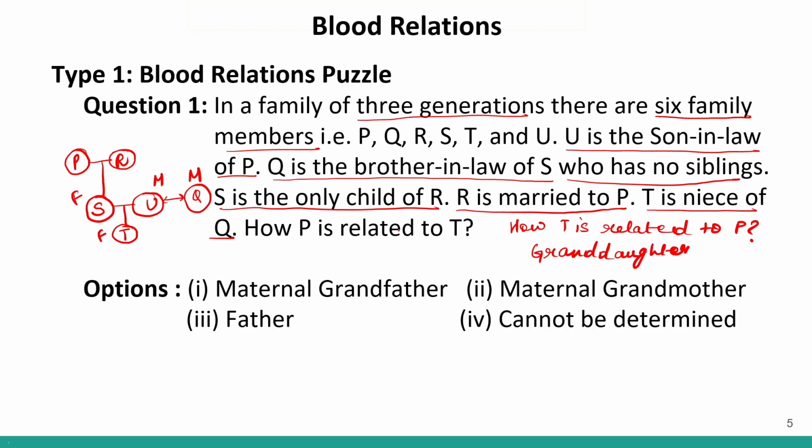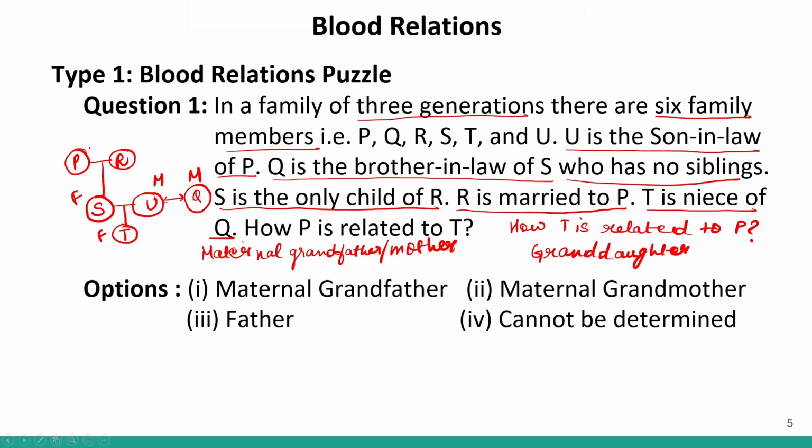But in this question, how P is related to T, we have two possibilities. It could be maternal because they are on the mother's side, correct? Females, this is basically their mother's parents. P and R are T's mother's parents. So it could be either maternal grandfather or grandmother. It could be both. It could be either grandfather or grandmother because the gender is unknown.